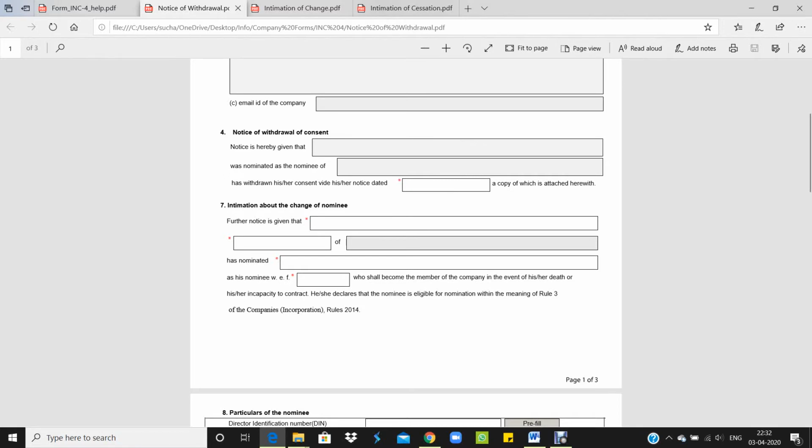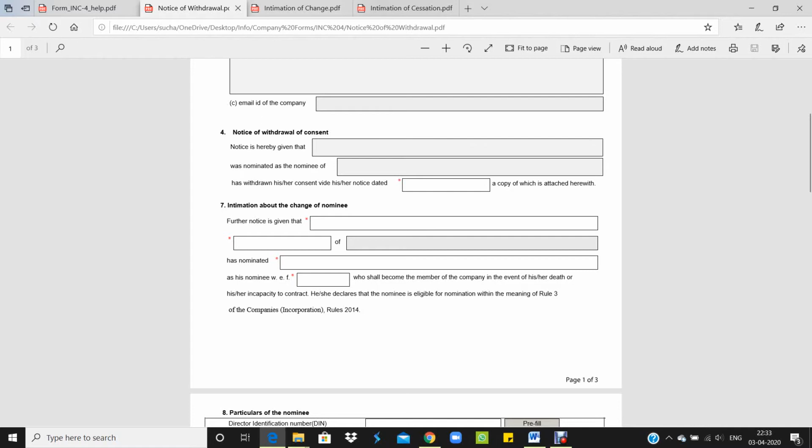So this intimation is given by the member, and he will appoint some other person as nominee instead of the previous nominee. Here the further notice is that the member's name, a member of the One Person Company, has nominated so and so person as his nominee with effect from the date, who shall become the nominee of the company in the event of his or her death or incapacity to contract. He or she declares that the nominee is eligible for nomination within the meaning of rule 3 of the Companies (Incorporation) Rules, 2014.